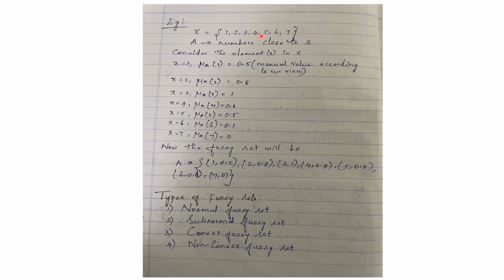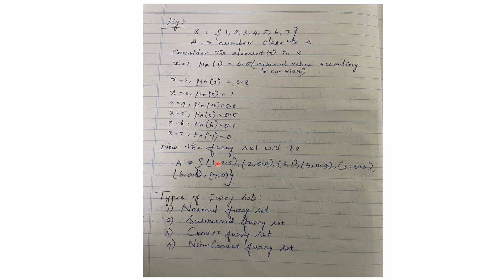Then x equal to 4. Again, considering 4, it is the same as 2. So this 4 will also get the same 0.8 value, and 5 is like 1, so the same 0.5 value is for x equal to 5 also. X equal to 6 is a bit farther compared to 5, so this will be 0.1. And x equal to 7 is too far, so we will set this value as 0.